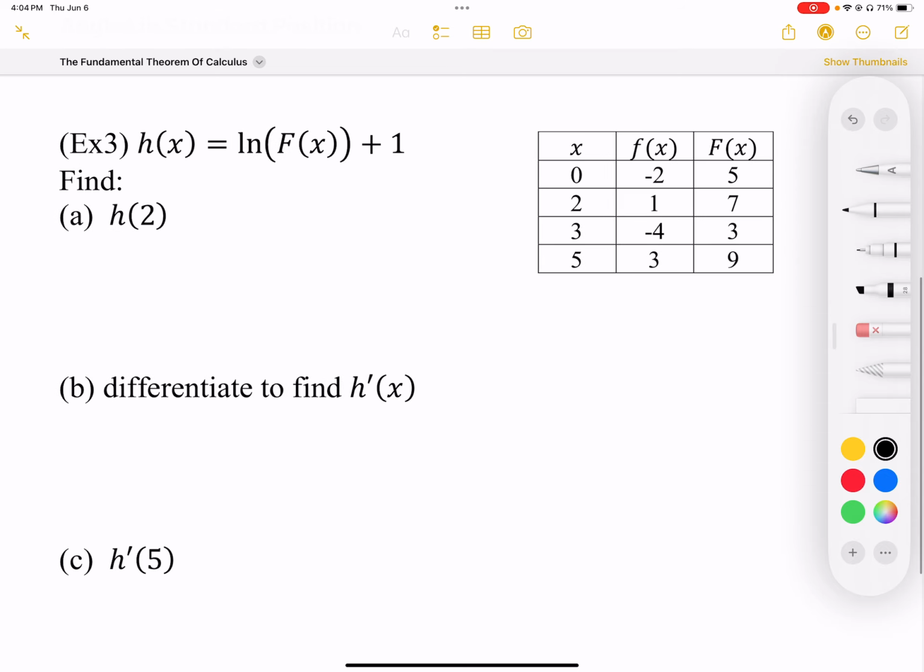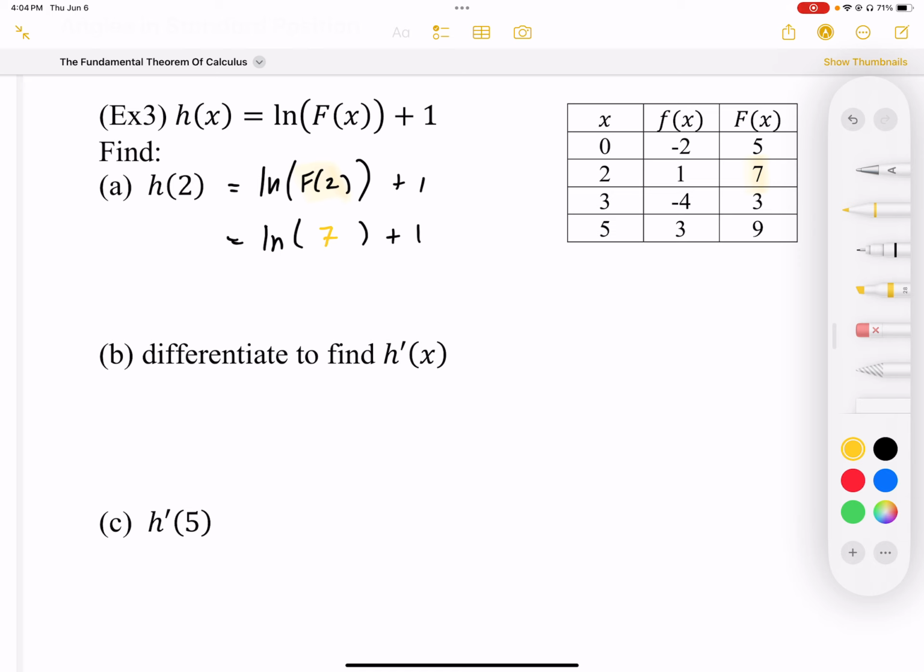In this example here, we have an embedded function, and not only that, we have the values given in a table. So if I want to find h of 2, I can just plug 2 into that expression. So log of big F at 2, plus 1. Well, big F at 2 is equal to 7, so I can replace that with 7. Then I can evaluate the h value at 2 as log 7 plus 1.